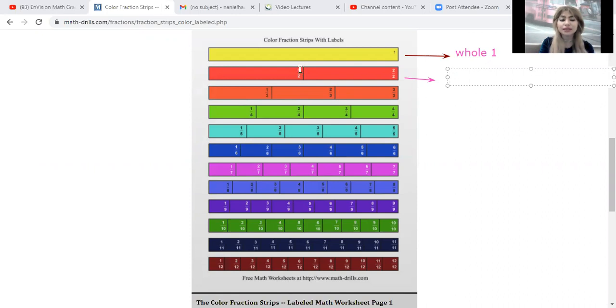When I have a whole and cut it into 2 parts, it is 1 out of 2, it's half. So you can write it's half, which is, what is a half? It is 1 out of 2. Then you can write that this is third, 1 out of 3.